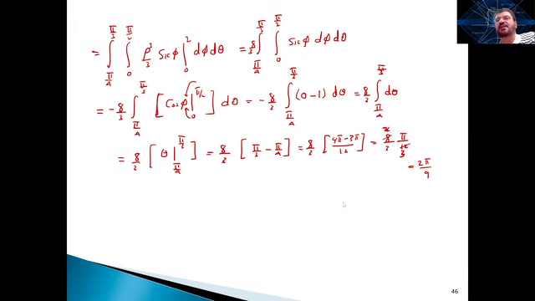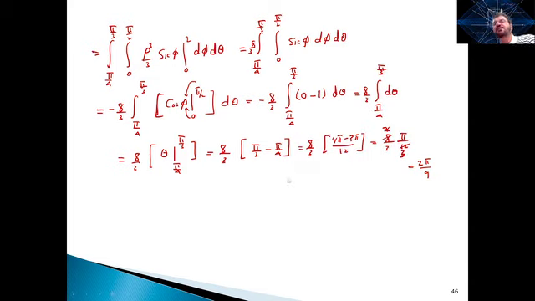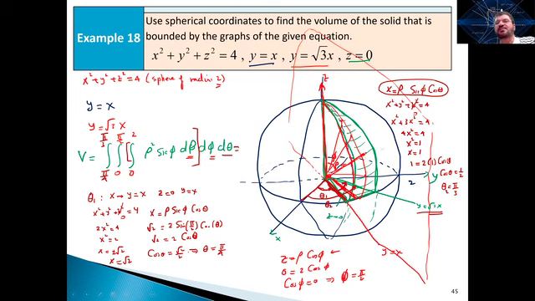Okay, this is the final answer, guys. That's it. This is what you get for the graph of that one. And this is the volume of this solid. You see that piece, the green piece? This is how you do it.